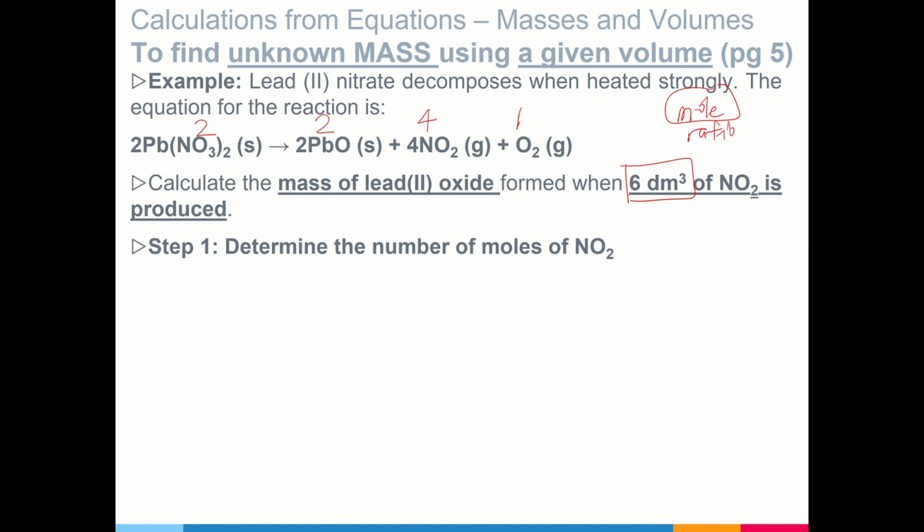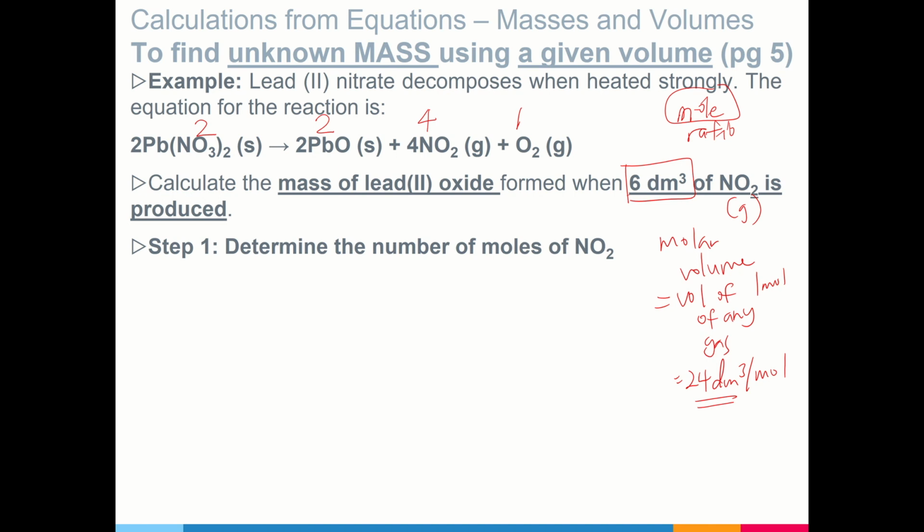Recall, since you see volume and this is a gas, straight away think of molar volume. Molar volume, recall, is the volume of 1 mole of any gas, and it is 24 dm³ per mole. So now, you are given 6 dm³.